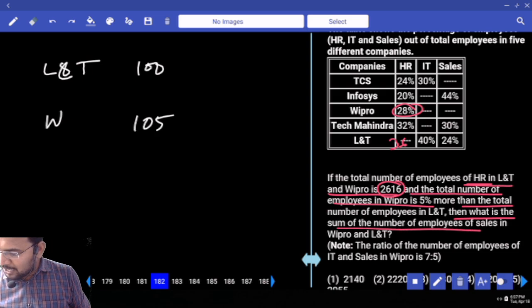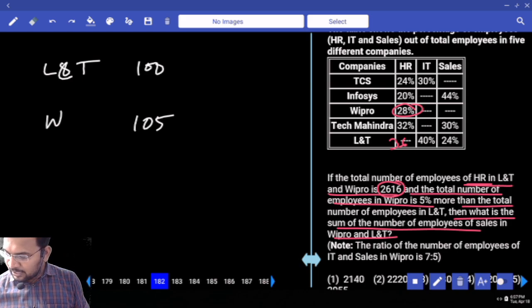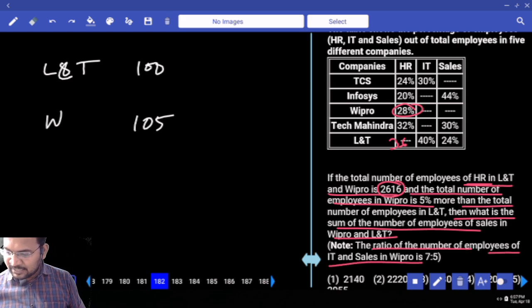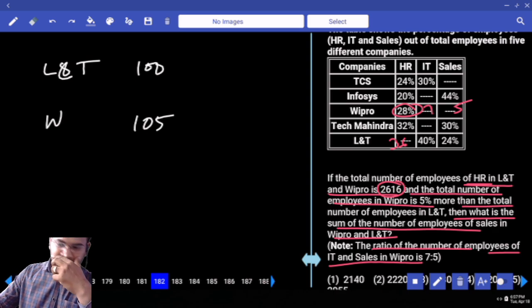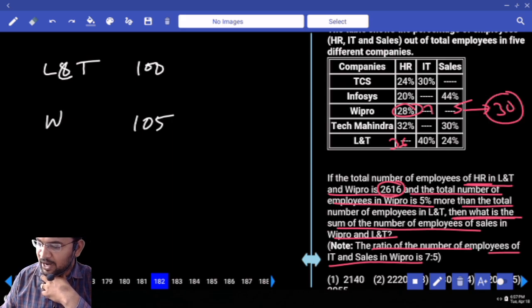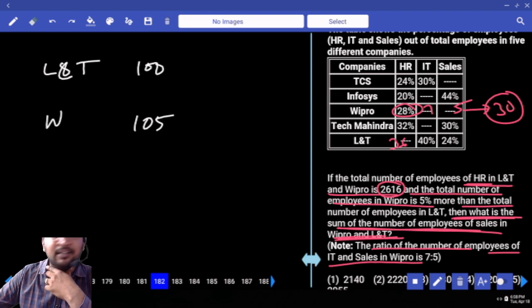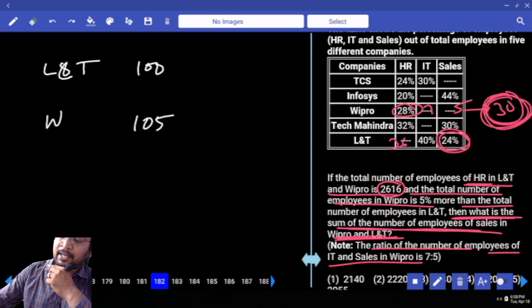Then what is the sum of the number of employees of sales in Wipro and L&T? And one more statement is given. The ratio of the number of employees of IT and sales in Wipro is 7:5. 7:5 is nothing but 12 parts. IT is 28%, the remaining is 72%, so 12 parts is 72%. Each part is 6%, so 5 parts is 30%. We need sales only: sales in Wipro and sales in L&T.